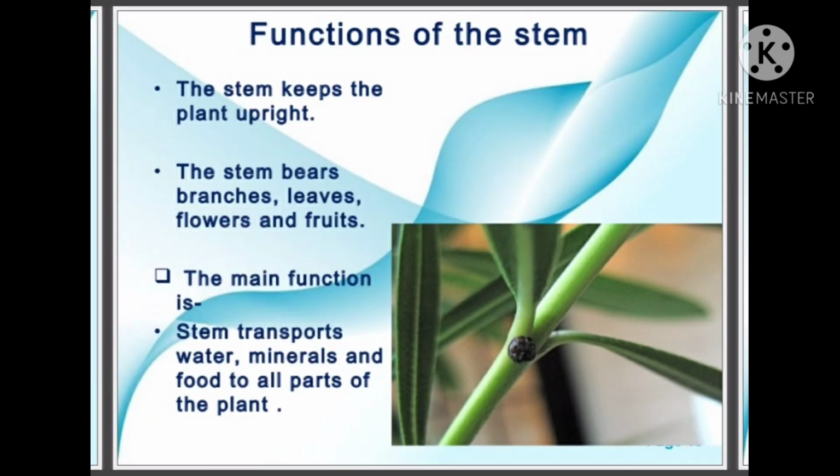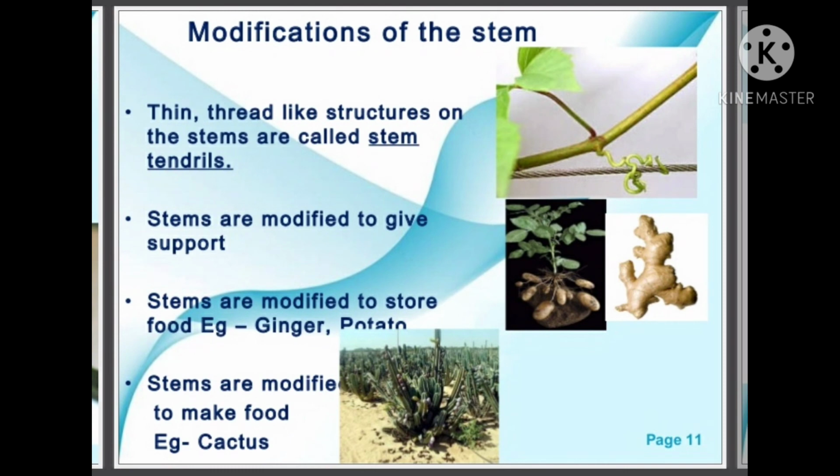Next are the functions of the stem. Stems keep the plant in an upright position. They hold the plant upright and give support to different parts of the plant. Stems help branches and leaves to spread out, which helps the leaves receive sufficient sunlight to carry out photosynthesis. Stem also bears different flowers and fruits, and transports water and minerals from roots to leaves. It also carries food prepared by leaves to different parts of the plant.